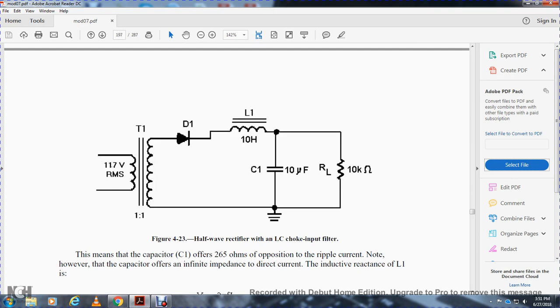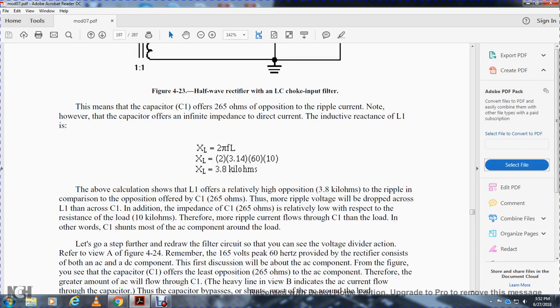Figure 4-23: half-wave rectifier induction choke input filter, 117 volts root mean squared into the transformer winding, diode 1, inductor 10 henries, capacitor 10 microfarads, load resistance 10 kiloohms. The inductive reactance is 2 times pi times the frequency times the inductance: 2 times 3.14 times 60 times 10, or 3.8 kiloohms.